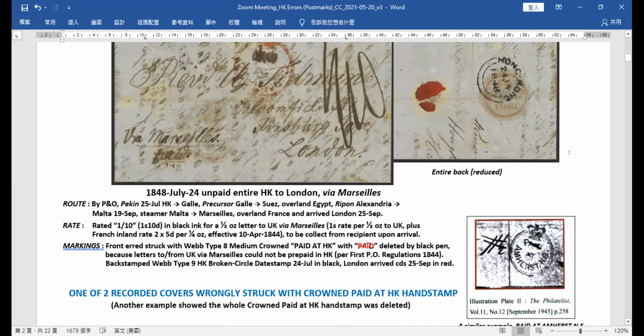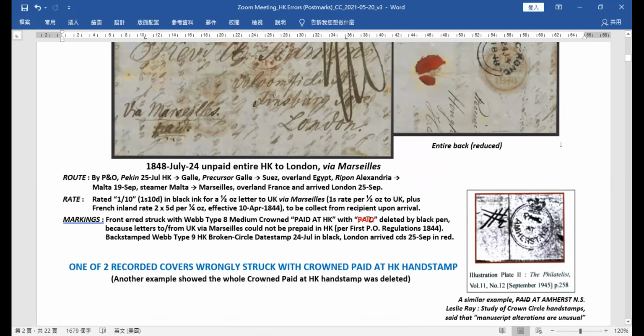This cover is one of the 2 recorded covers wrongly struck with the crown Paid at Hong Kong handstamp. Another cover, I believe, is in a doctor's hand, showing the whole postmark, the crown Paid at Hong Kong handstamp, totally deleted. Really? Can't remember. Maybe, in somebody's hand, okay.